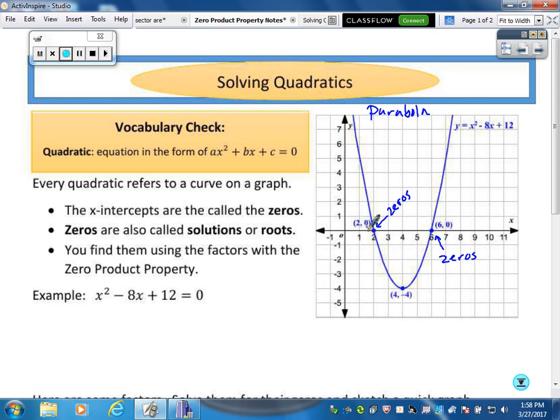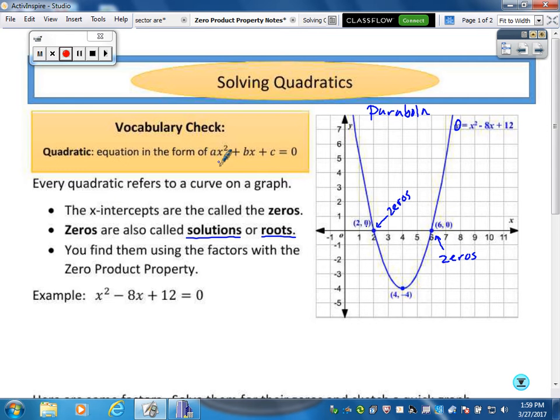They call them zeros because they are when y is 0. They make when this right here is 0. So our x-intercepts mean you have no y value. Sometimes you call them solutions too, because it's what x equals to make it equal 0. They're also called roots, and when you think about roots, it's because of this x squared here. Anytime you have a square, you take the square root.